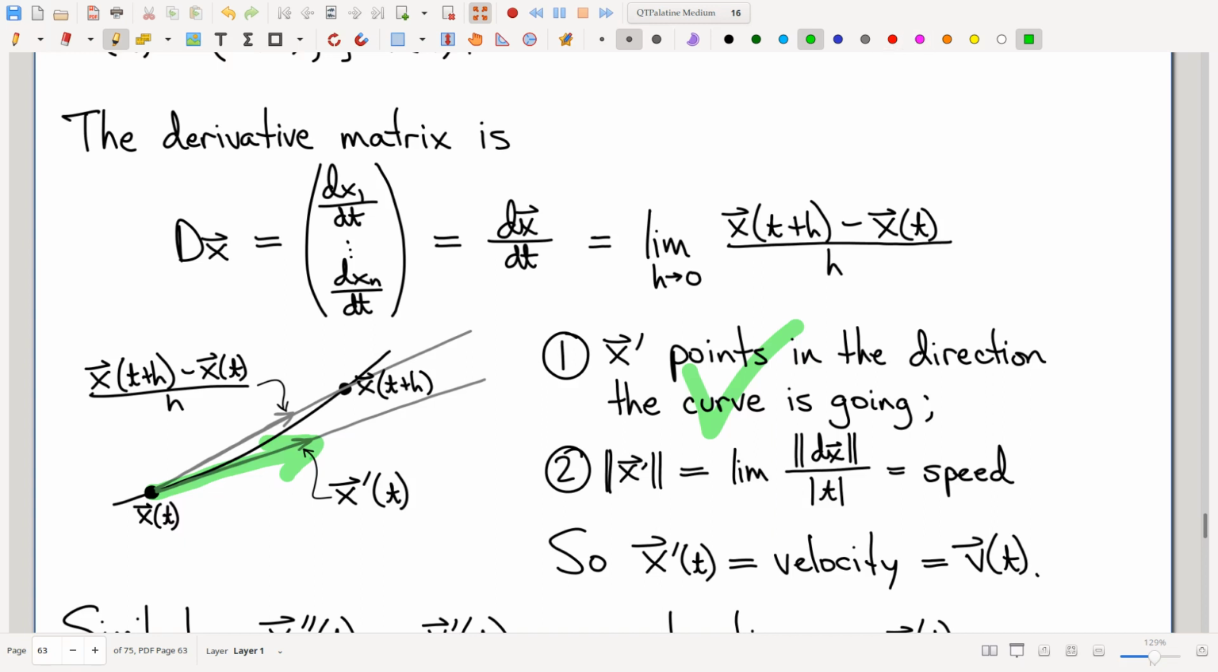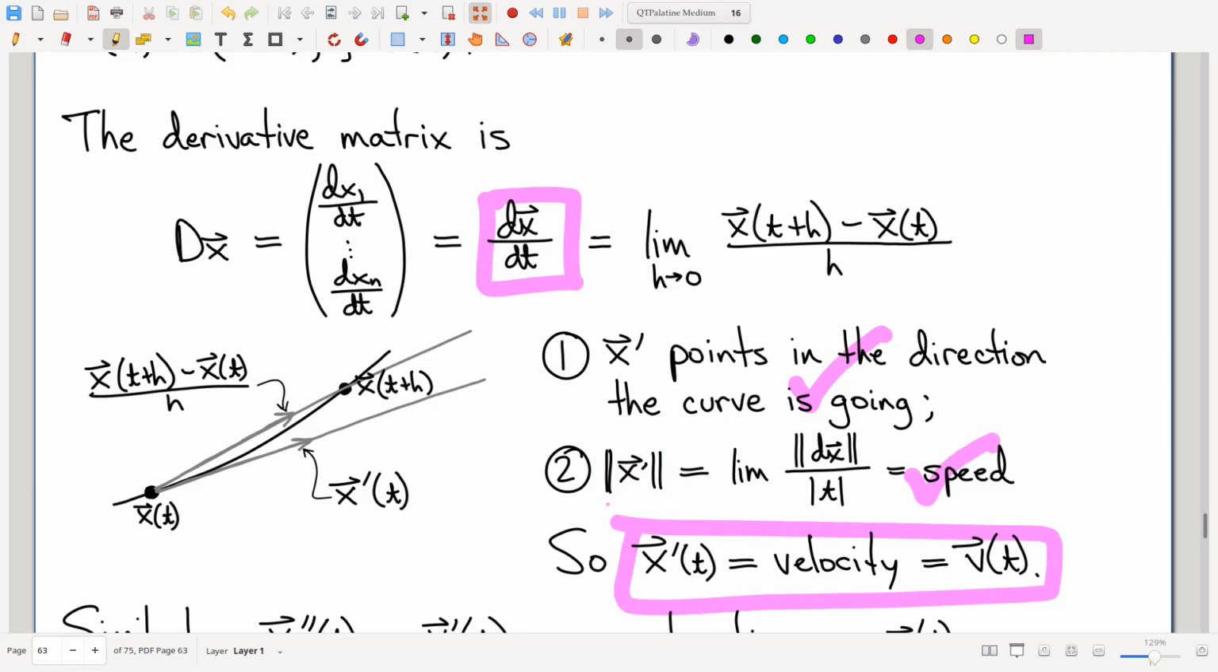And then, by the way, let's think about the magnitude in the limit. What we're talking about here, the magnitude of that numerator is distance. The magnitude of the denominator is time, and distance per unit time is speed. So I think it's a pretty easy pitch that what we have here, this dx dt, is pointing in the direction that the curve is going, and with magnitude equal to speed, that is the very definition of velocity.